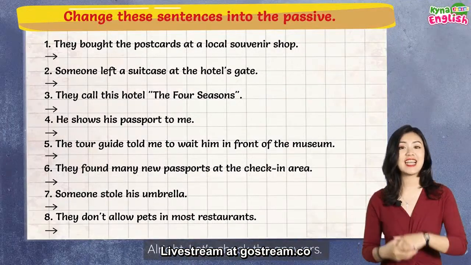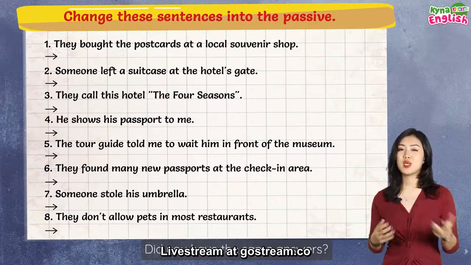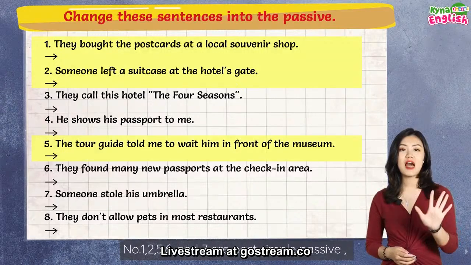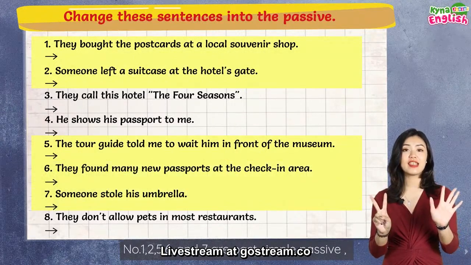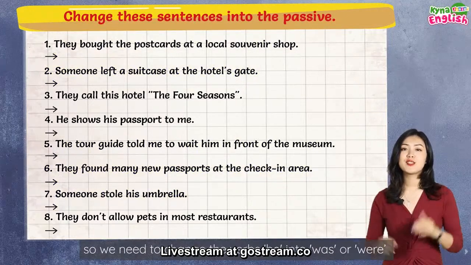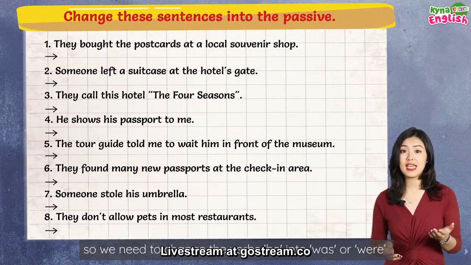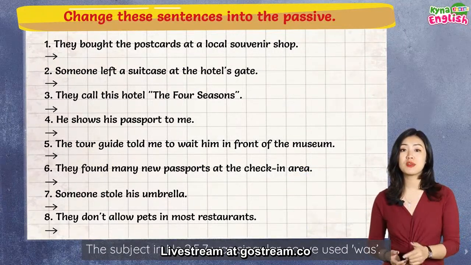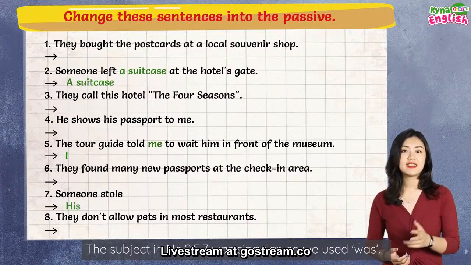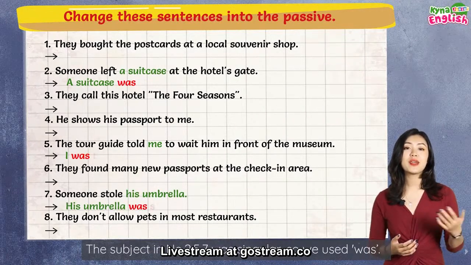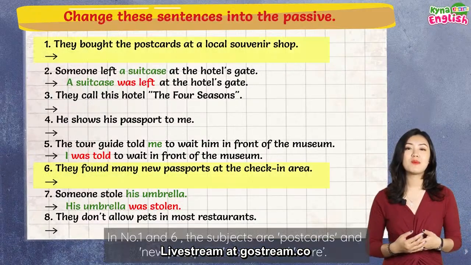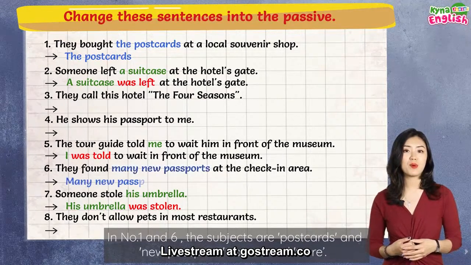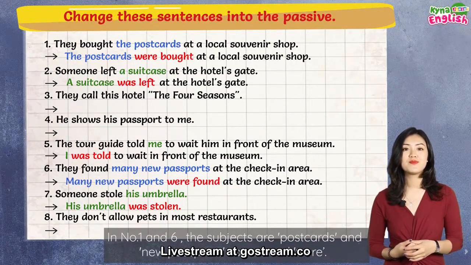Alright, let's check the answers. Did you have the same answers? Number 1, 2, 5, 6, and 7 are past simple passive. So we need to change the verbs be into was or were. The subject in number 2, 5, 7 was singular, so we used was. In number 1 and 6, the subjects are postcards and new passports, so we use were.